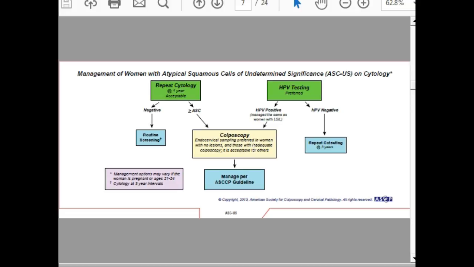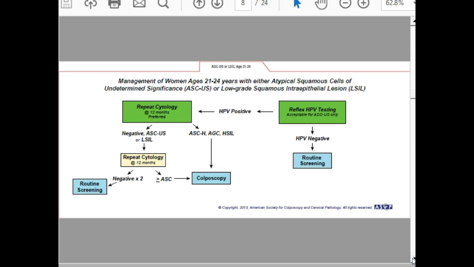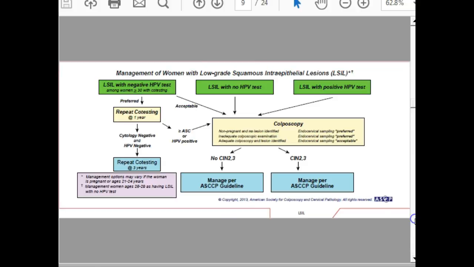All right, and then let's check again. Management of Women 21 to 24 with ASCUS or LSIL. We can either test again in a year, or we can reflex to HPV. In the case of it being ASCUS, because we wouldn't need it if it was LSIL, we'd assume it. And if she's HPV positive, repeat testing in a year. You can kind of see how you just follow the algorithm. It's just about following the algorithm.